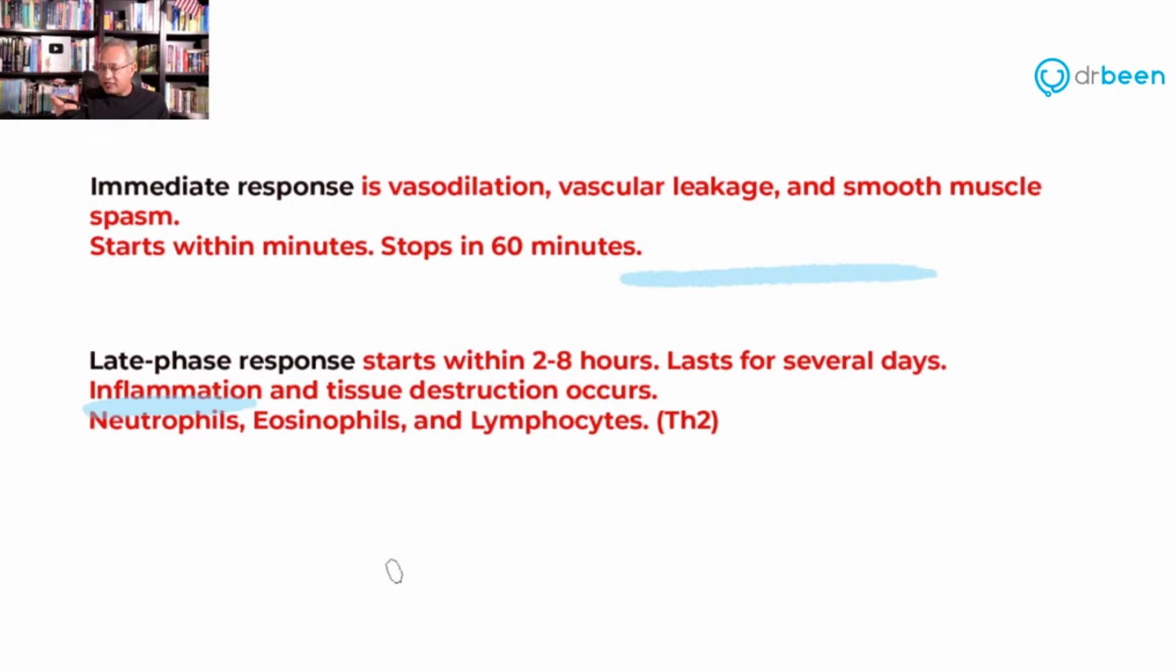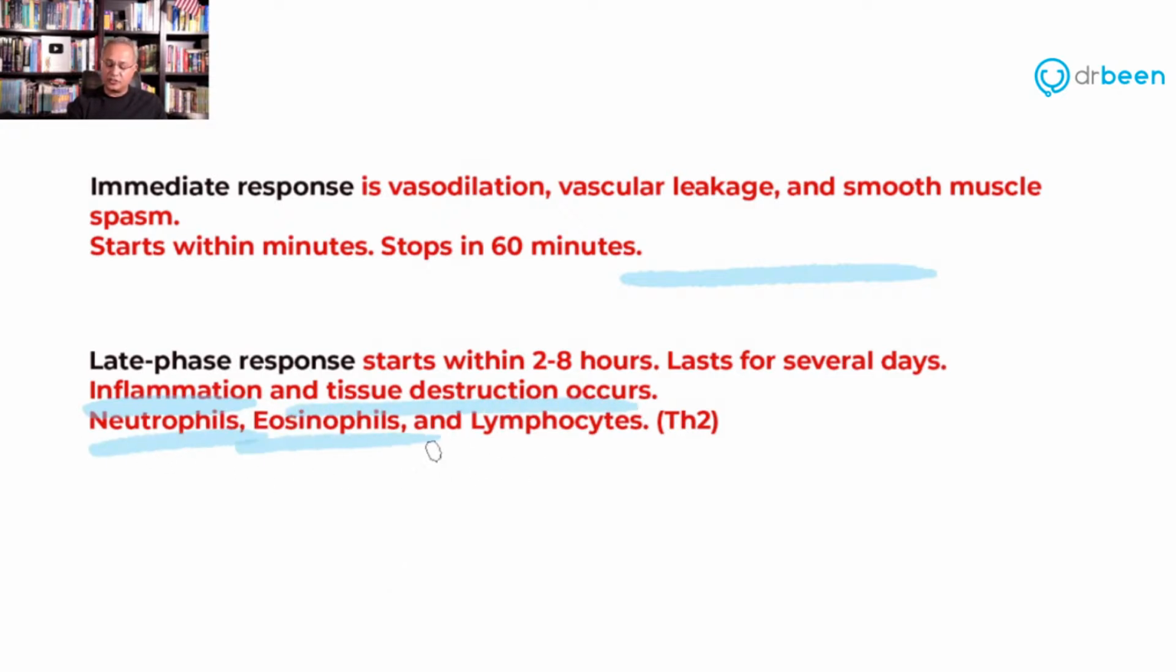So first phase, immediate phase, vasodilatation and smooth muscle spasm occurred. Second phase, inflammation has occurred. Tissue is still getting destroyed. We are still at risk. Inflammation and tissue destruction is occurring.